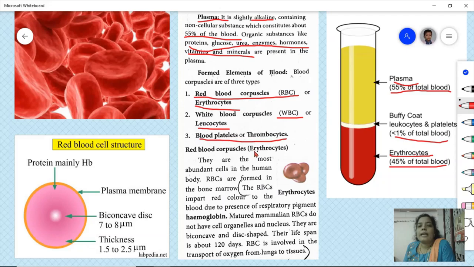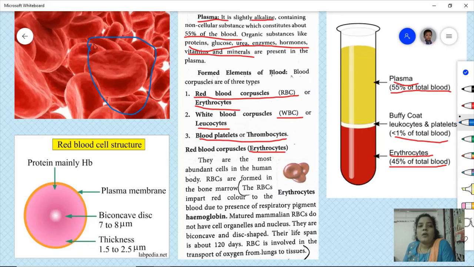First one we can see is erythrocytes. We all know about erythrocytes. See this diagram, this is erythrocytes or RBC. The shape of the RBC is disc shaped. The lifespan of RBC is 120 days, and it is formed in the bone marrow.